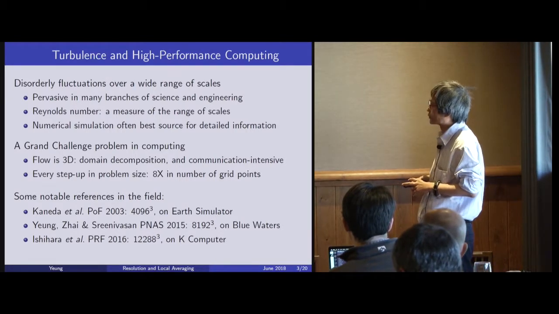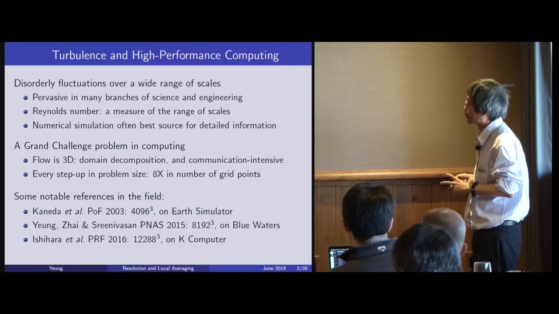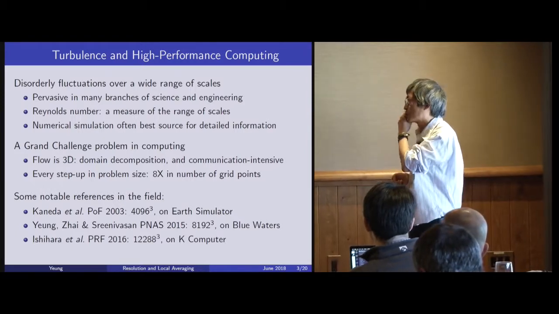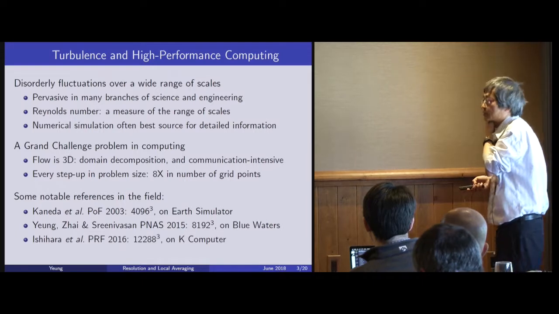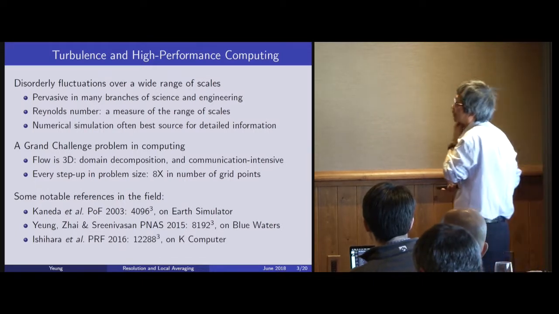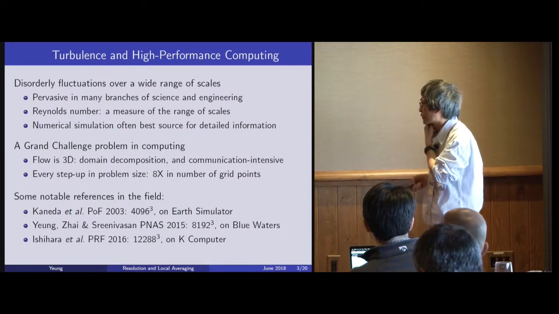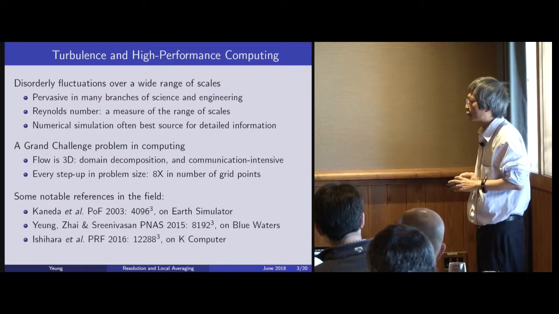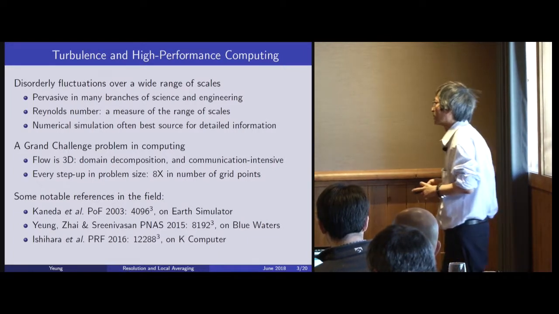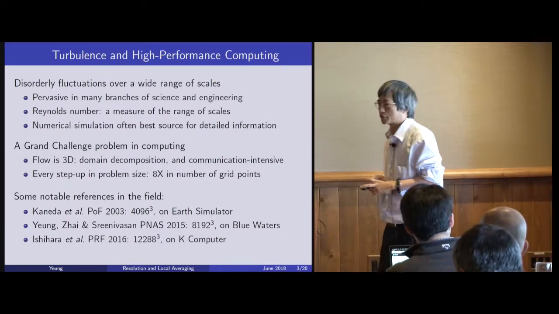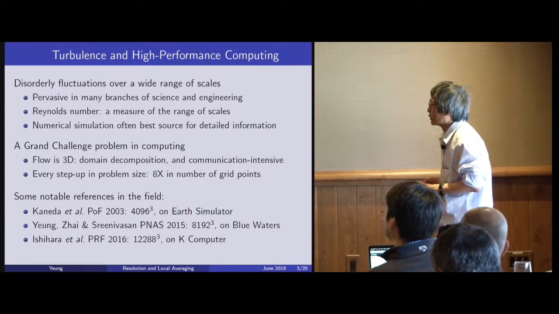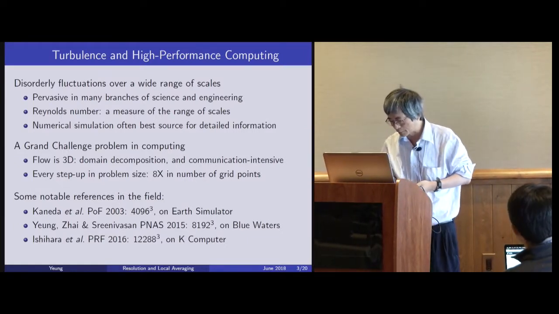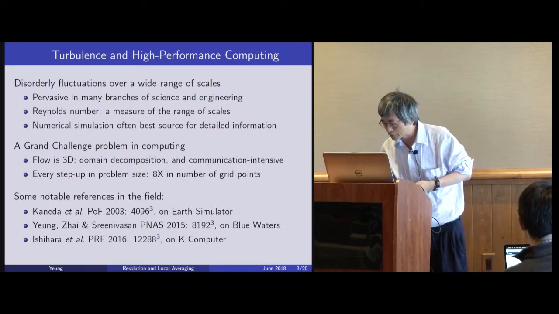Some of the notable references in the field include those here on the Earth Simulator, 2003. Some Japanese scientists, whom we have come to know pretty well, did the first ever 4096 cube simulation when nobody in the world had done 2048 cube. So that had tremendous impact. And then we have tried to catch up. Over the years on Blue Waters, we were able to publish a simulation at 8192 cube, and of course, nobody is resting at 8192 cube. And so in Japan, they have some other simulations as well.